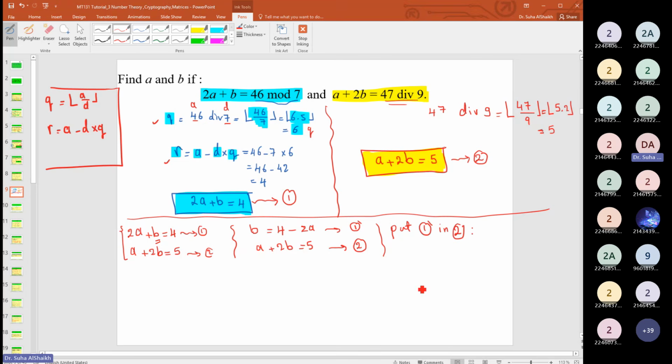How am I going to do this? I will remove the B from here and put in its place the B, which is 4 minus 2A. So we will have A plus 2 times B, where B is equal to 4 minus 2A, and this is equal to 5. You got that? Two equations, and I solve them together.